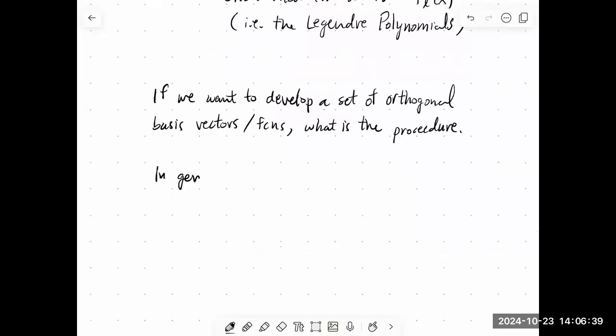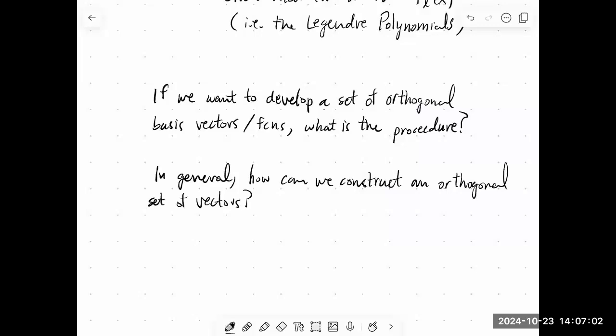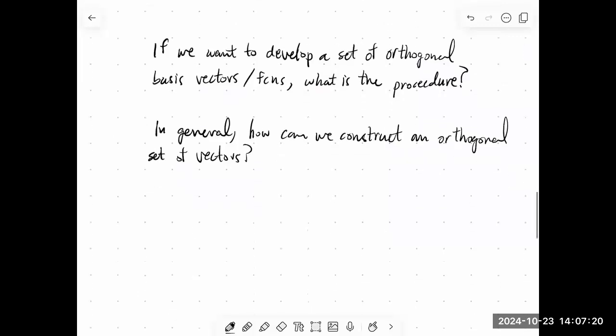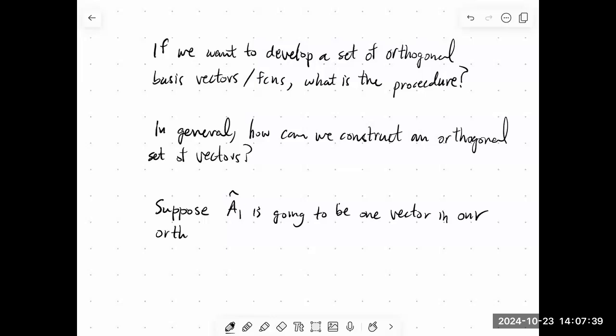So in general, an alternative way of asking the same question is, how can we construct an orthogonal set of vectors? Okay, so the first step is we just choose an arbitrary vector. The first one doesn't have to have any specific orientation because it doesn't have to be orthogonal to anything. So we're going to start by supposing that A1 hat is one vector in our orthogonal set. And the choice of A1 hat is arbitrary.